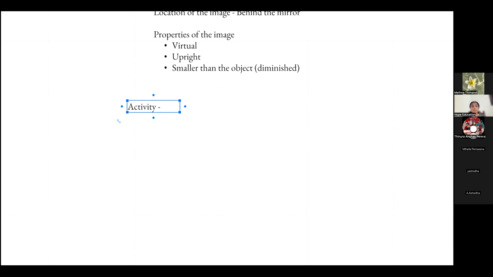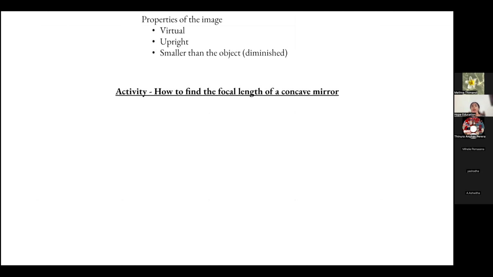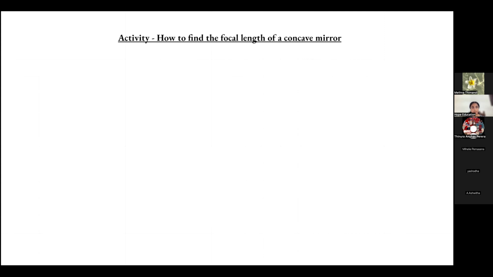Okay, activity. So we are going to see how to find the focal length of a concave mirror. Now don't write anything. Listen very carefully. We need a table for this.